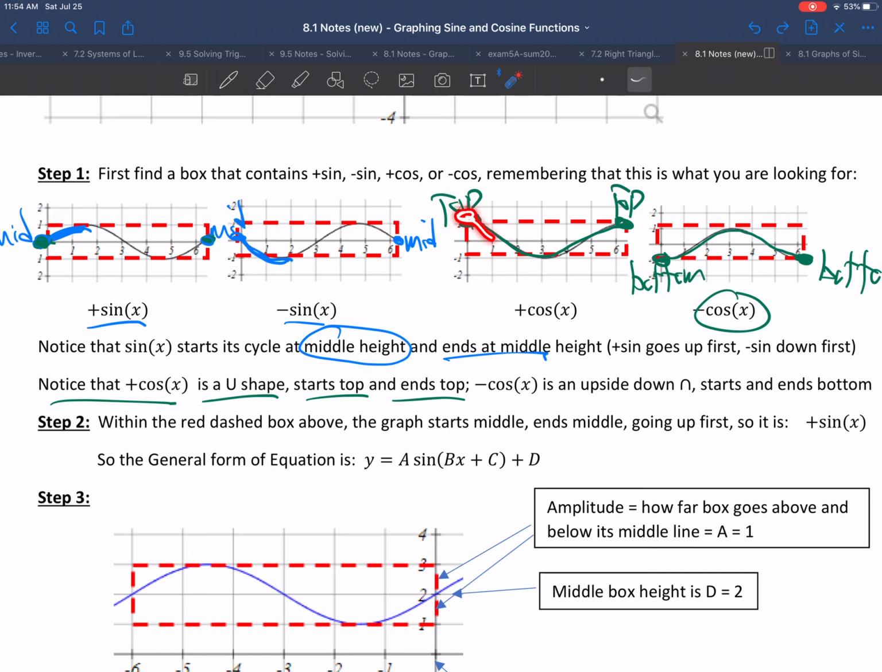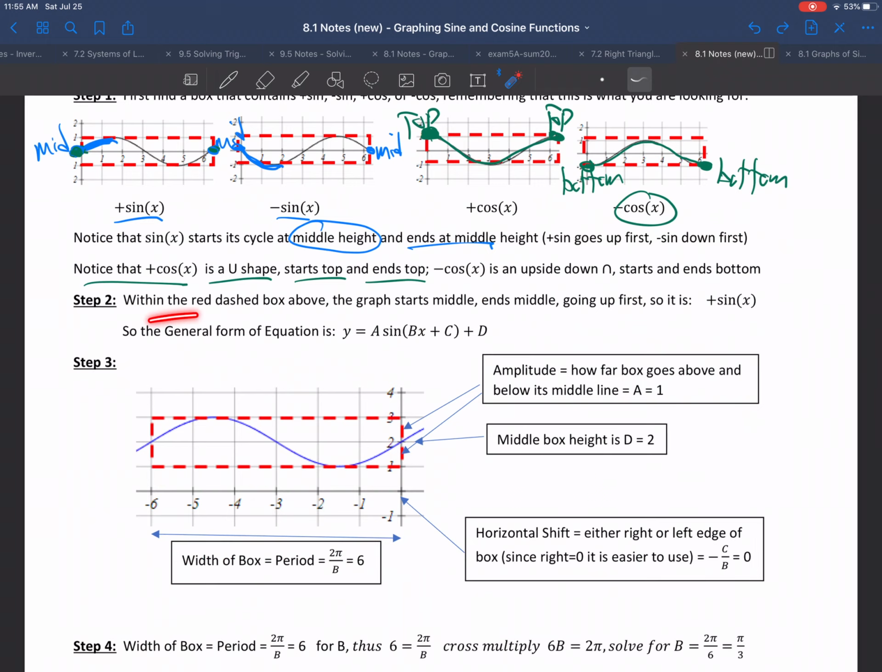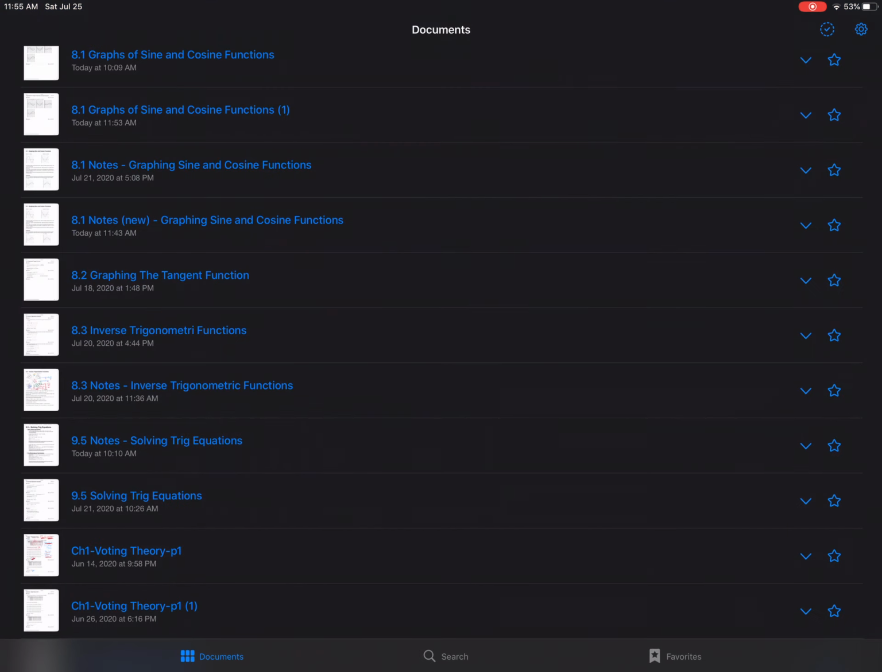It starts high, ends high, a U up for the positive, and a U down for the negative, starting and ending on the bottom. So, one more time, sine starts and ends in the middle, either way, positive or negative, just going up first or down first. Cosine starts and ends on the top, a U up, or a U down for negative cosine. You've got to identify that kind of shape. One cycle, put a box around it, and then step two, write out the general formula, whether you have sine or cosine. Let's go back to it.